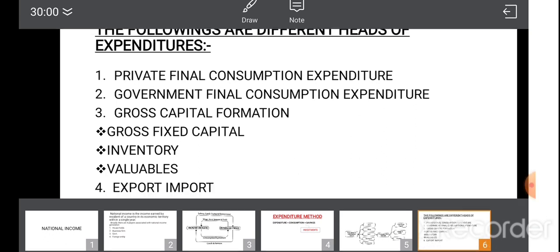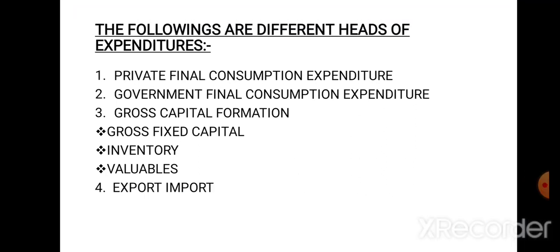Export and import. While calculating national income through expenditure method, exports are to be added though no consumption of exported item has happened within India, but production has happened, and imports need to be subtracted as though consumption has happened but no production has happened within India.